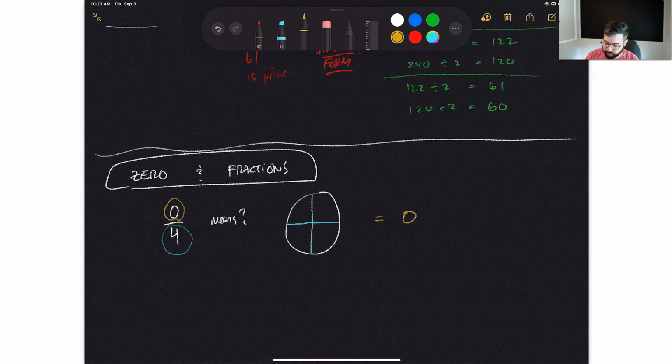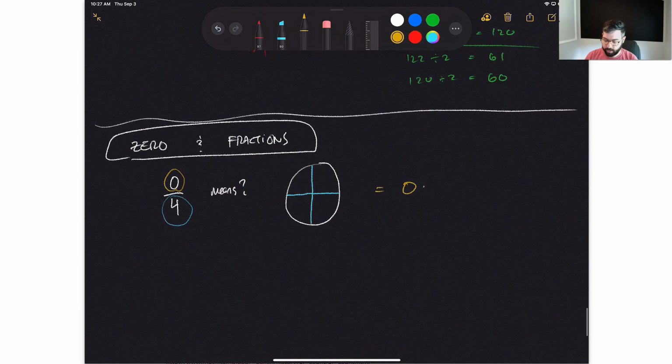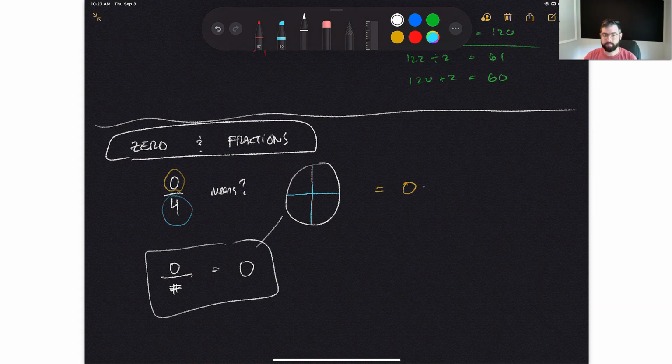So this equals 0, right? Because you look at how we've sliced up a whole and I have none shaded, so this is really equal to 0. And this works for any number. 0 over any number will always be 0 because of this fact. Slice it up however you like, as long as I don't take any slices, so that's going to be 0. Simple enough idea, right?